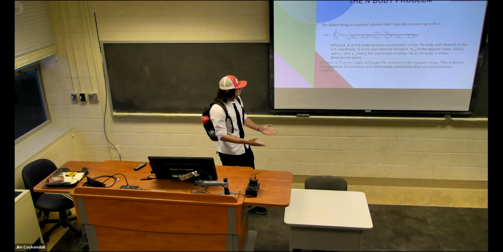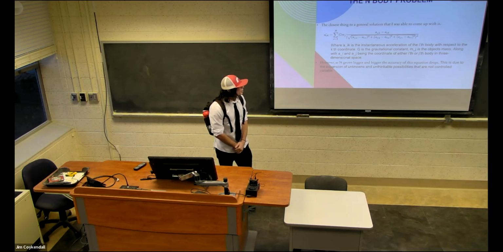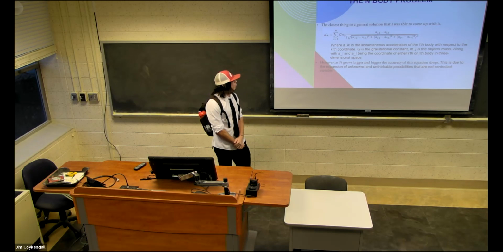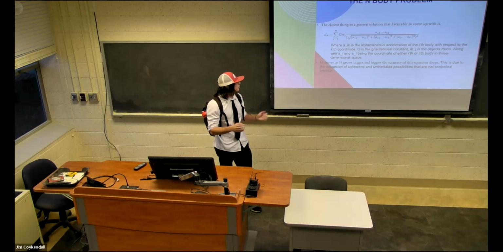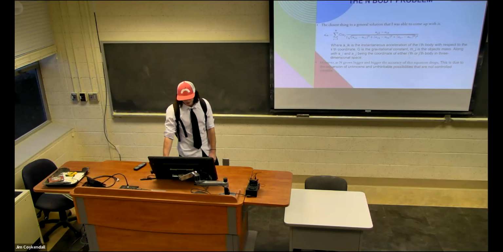However, obviously I did not solve the n-body problem, and as I played around with this equation, I noticed that as n got larger, it grew more and more inaccurate. This is just due to the expansion of unknown variables, possibilities that can happen as more and more bodies come about. As n goes up by one, there are three or four more new unknown variables that we cannot solve for, or don't know how to solve for yet.